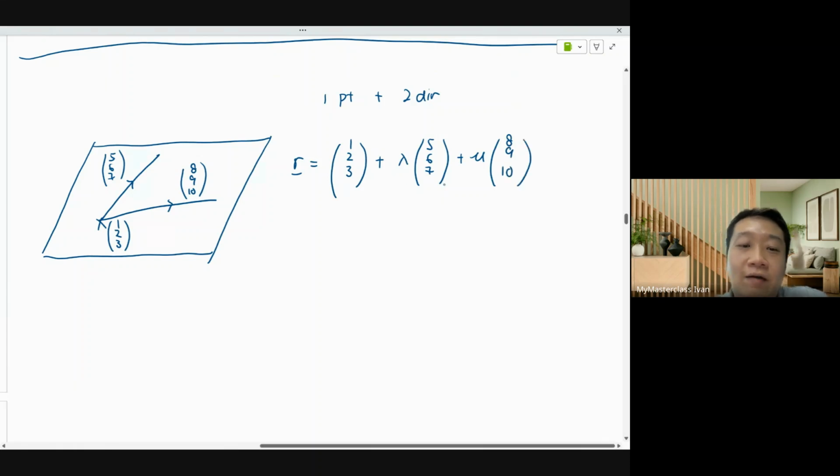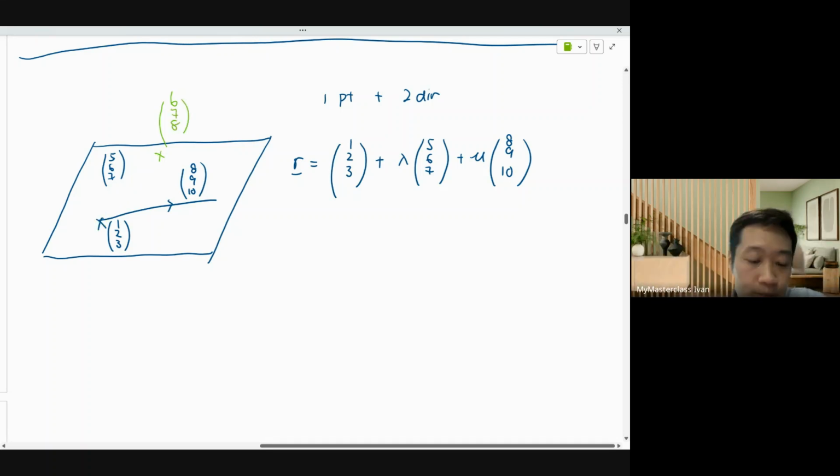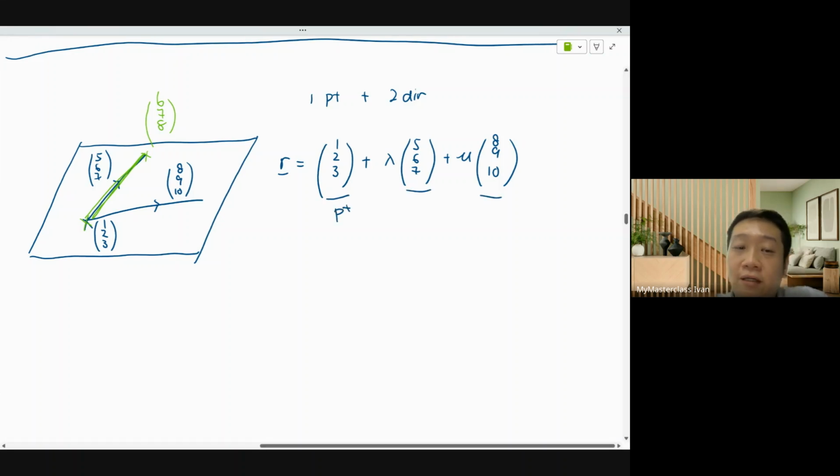How to form a direction? 2 points form a direction. For example, let's say you have 1, 2, 3 over here, and then you have another point over here that is like 6, 7, 8. This is how you form one direction. Take 2 points to form one direction. So a plane will consist of a point and two directions. This is called the vector equation form.